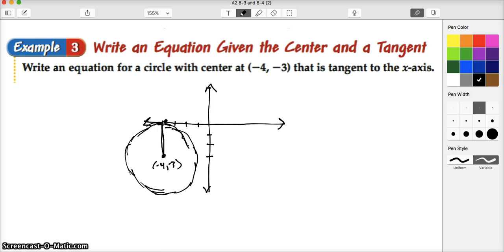Now, what that tangency does, what that information does, is it tells me that the distance from the center to the edge has to be whatever this distance is. And it really tells me that it's 3. Does that make sense? If this circle has a center at (-4, -3), and it's tangent to this point, then the distance from here to here has to be 3.